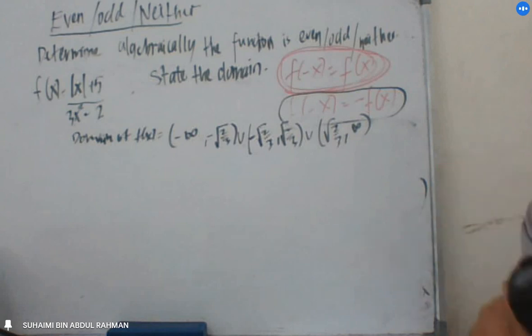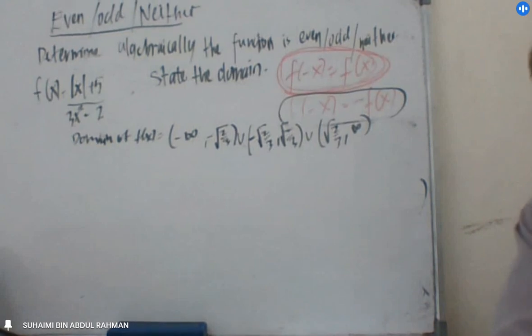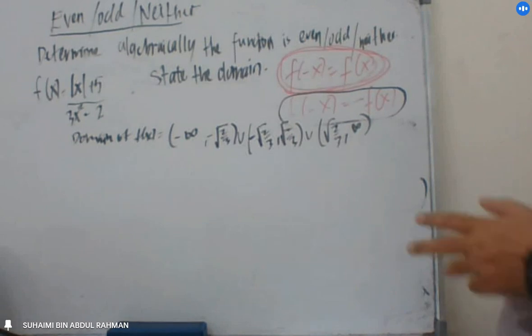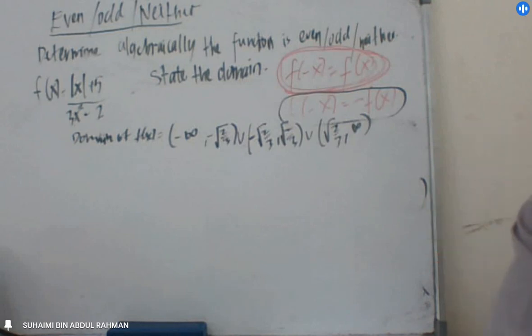So tonight, look back at this. Try to remember that our topic today is only two, if you look carefully. One, to determine even-odd functions. Second, to determine the domain of a function. Even the domain of the function we already did last week. So look back at this.